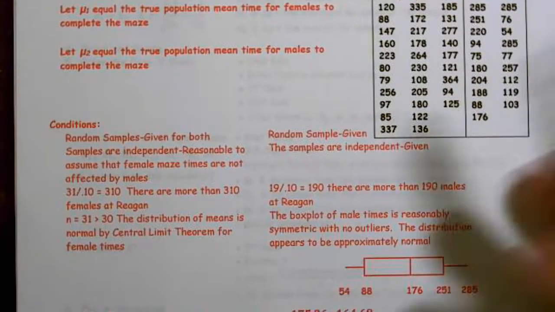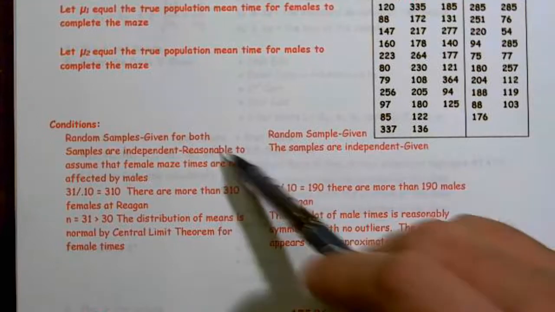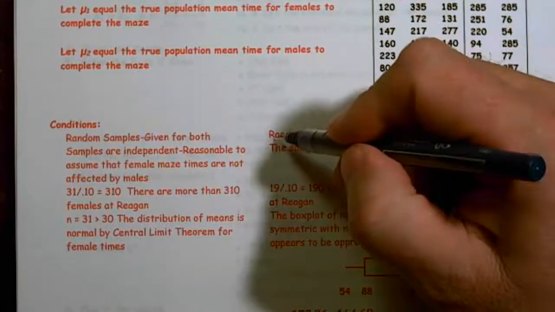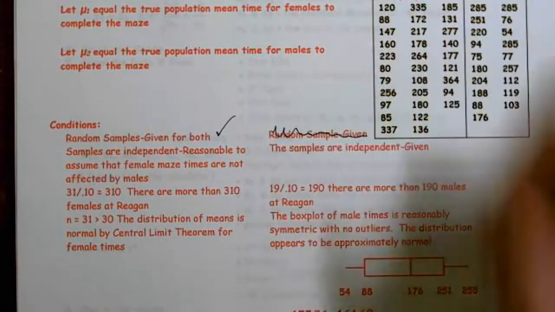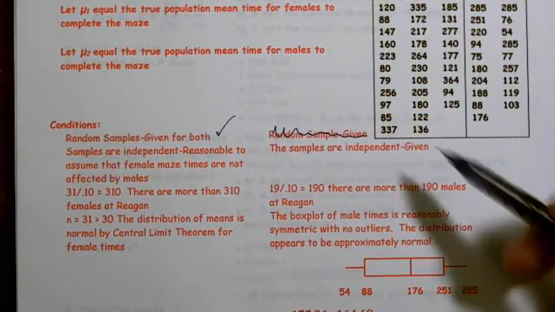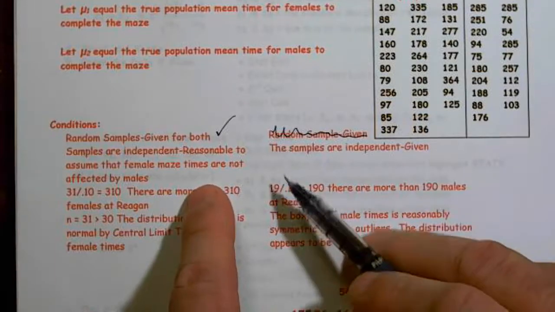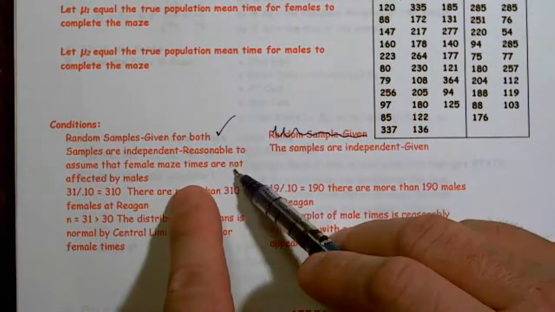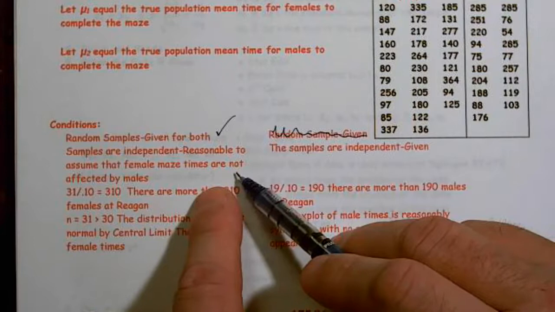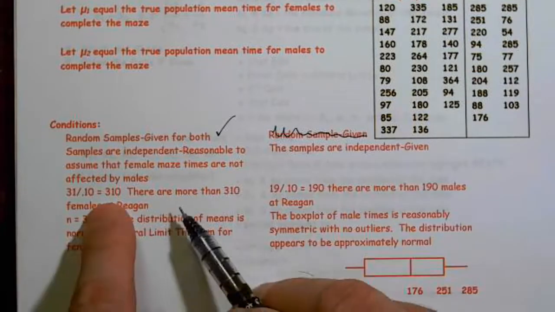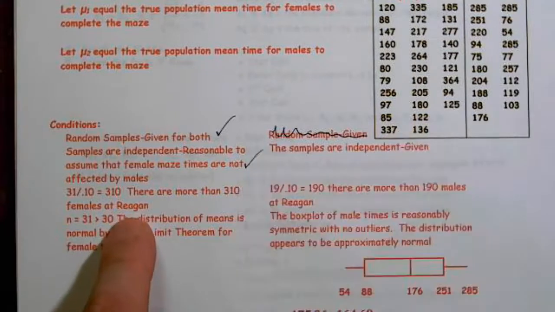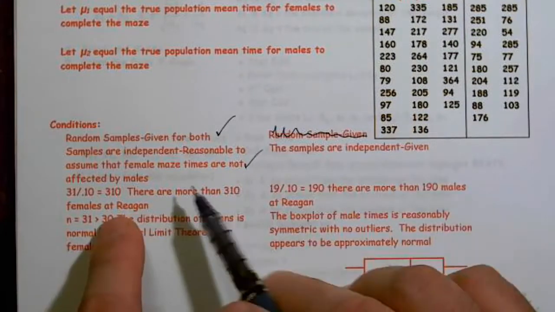And you need to keep them both in mind because they will show up like that on tests. Conditions. We have to satisfy all our conditions. Random sample is given for both. And by the way, if you just want to write that random sample is given for both once, that's fine. You wouldn't have to write it twice. Samples are independent. It's reasonable to assume that female maze times are not affected by males and vice versa. So we could have taken care of that for both sides.